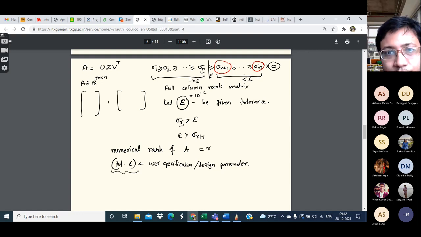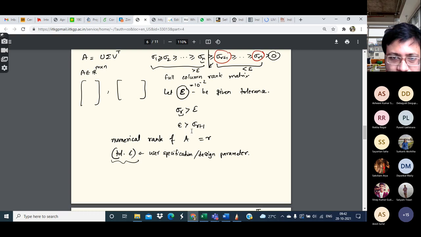So let us say that in this case R does not mean the rank. R simply means the number of singular values whose magnitude is greater than sigma. The magnitudes of the remaining singular values are less than sigma.